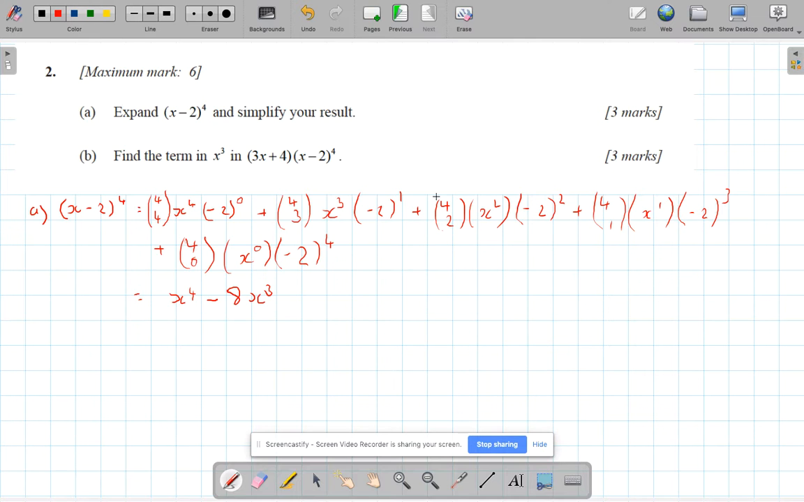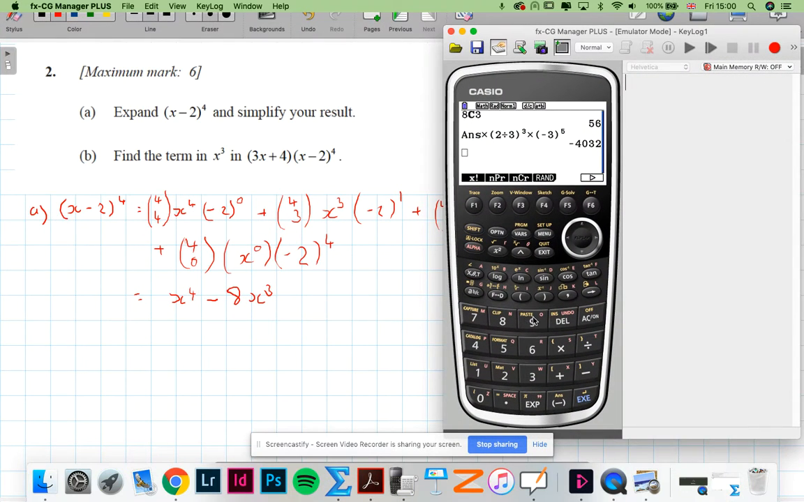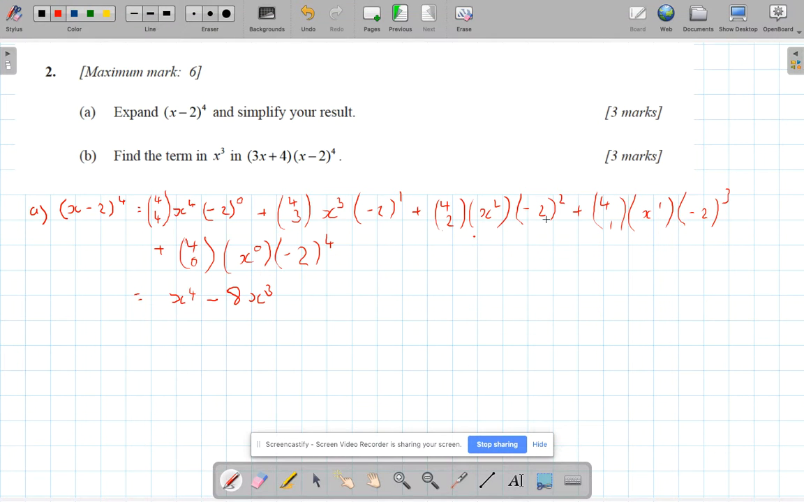4c2, I think, is 6. Let's just double check that on the calculator, and also just to remind us how we get these on the calculator. So to get it on the calculator, we need to go to 4, and then we need to use the option, probability, the c there, 2. So that's 6. That one's 6, and this is 4, so it's going to give me plus 24x squared.